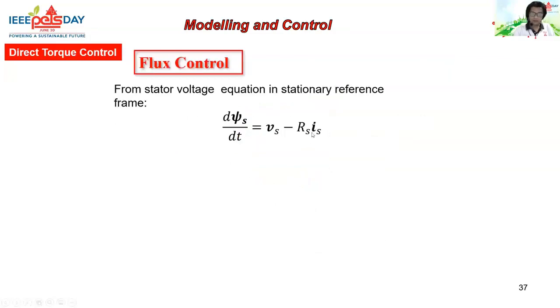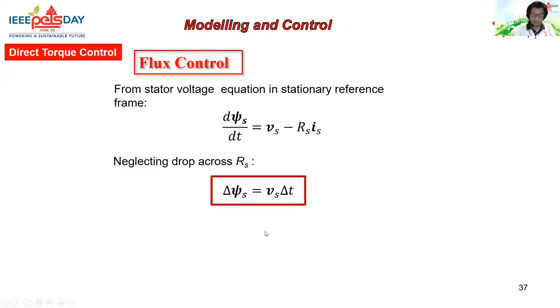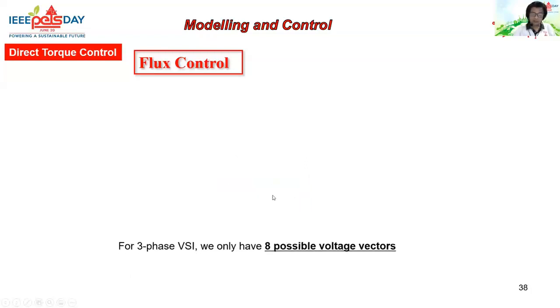We start off with the stator voltage equations here, and then approximating the ohmic drop across the Rs there as negligibly small, then we can say that the change in the stator flux is equal to the voltage vector times the change in time, all right, based on that equation there, which means that we can control the change in the stator flux by selecting the suitable voltage vectors.